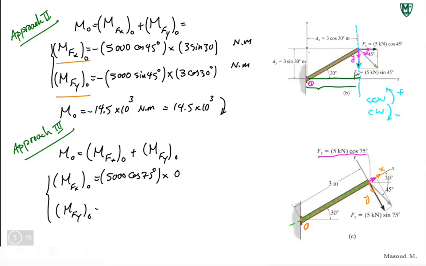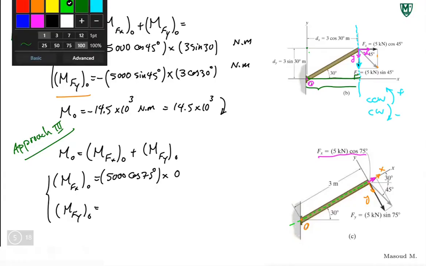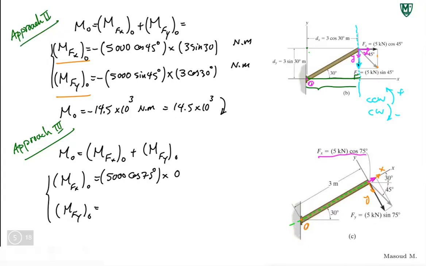MFy about point O, moment of force in the y direction about point O. Here is Fy. I really have to be more aware of what color I'm using. So here is Fy. Here is the line of action for Fy. I know the magnitude of Fy is 5,000 sine 75 degrees.